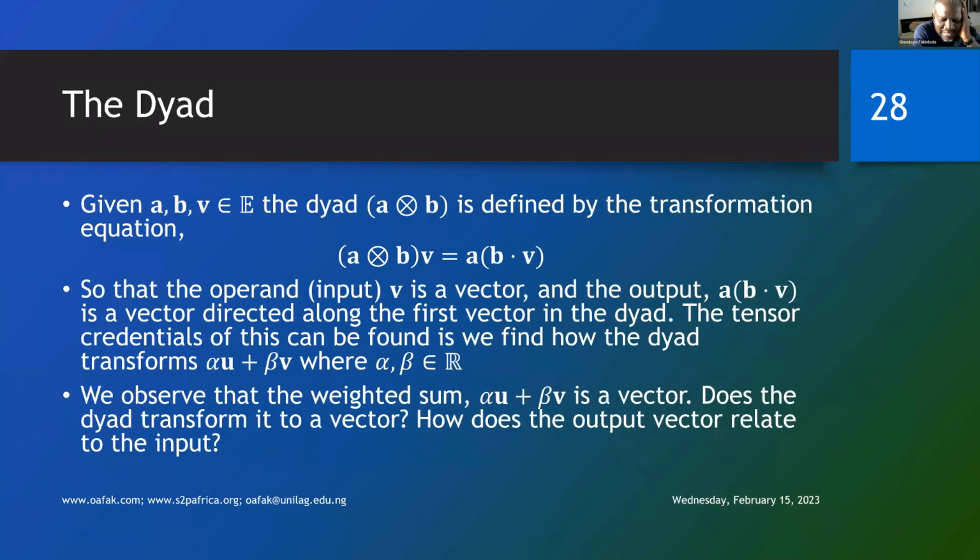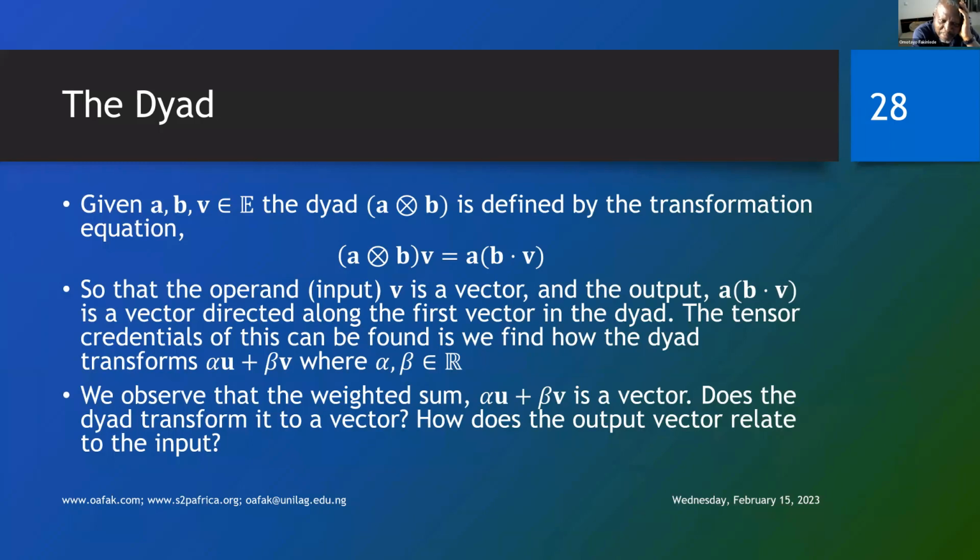We got familiar with the dyad last time. By definition, given vectors A, B, and V, the dyad A circle times B is defined by the transformation equation. That is, when it operates on V, it transforms it to A multiplied by the scalar product of B and V. That is what defines the dyad.